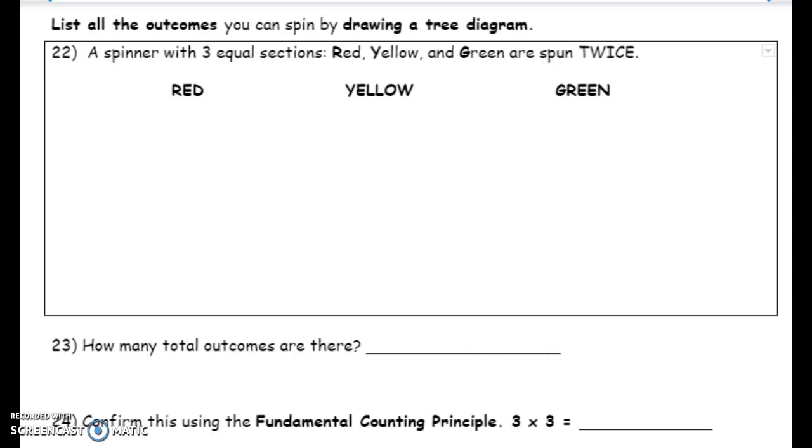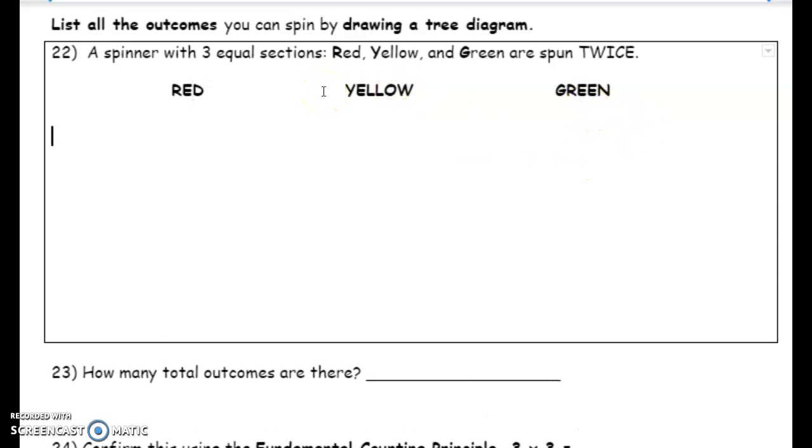So now we're gonna talk about another way of doing tree diagrams that will also help us with a simpler problem. A spinner with 3 equal sections, red, yellow, and green, is spun twice. So you spin it once and your choices are red, yellow, and green. Now let's say in your first spin you got red. Now you'll have your second spin, which your choices are again.